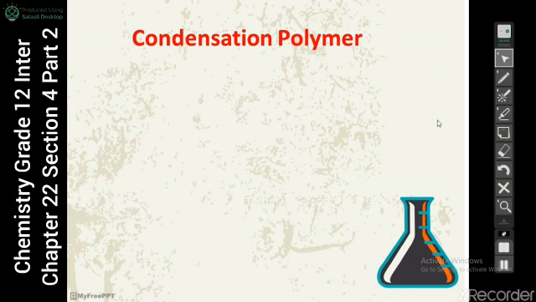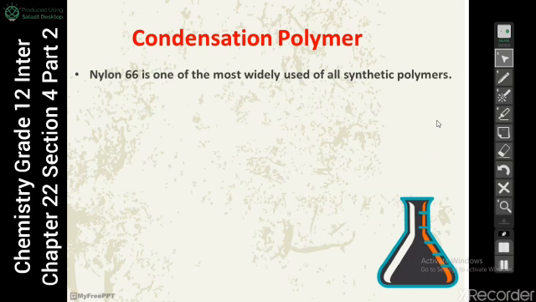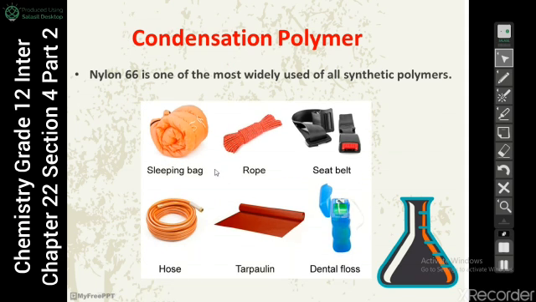Nylon 66 is one of the most widely used of all synthetic polymers. Nylon 66 is used in making plastics and synthetic fibers like this: sleeping bags, rope, seat belts, hoses, dental floss, and all the cloth that is made of synthetic fiber.